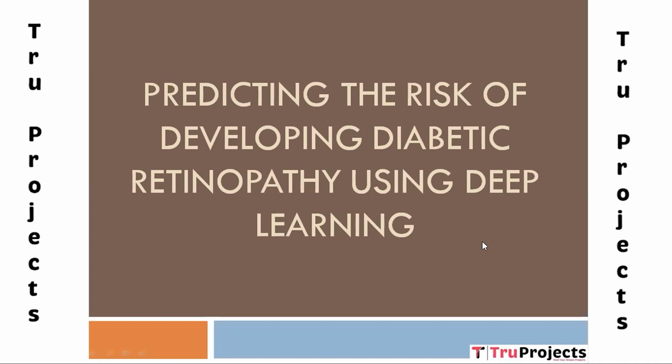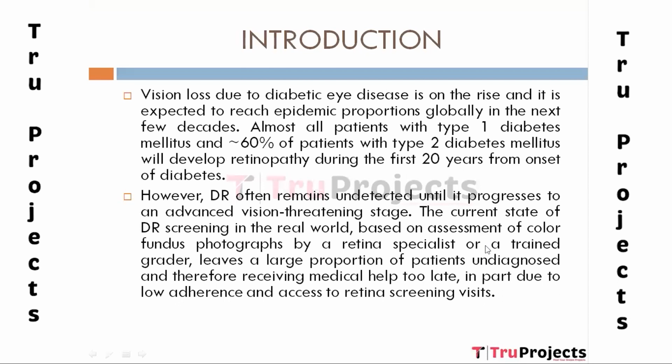In this video, we are going to discuss the project titled Predicting the Risk of Developing Diabetic Retinopathy Using Deep Learning. Globally, diabetic retinopathy is the leading cause of preventable blindness in adults aged 20 to 74 years. With the goal of early detection, regular screening is recommended by major organizations at intervals ranging from every 12 months to 24 months for patients with no or mild diabetic retinopathy.